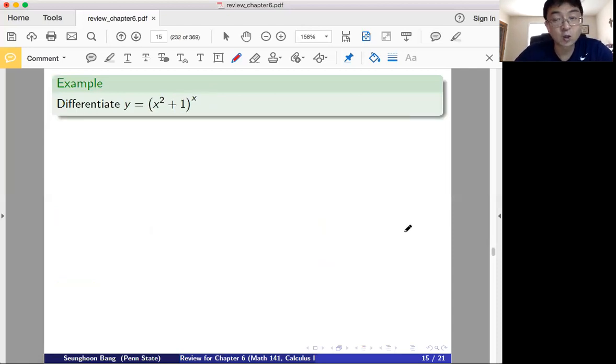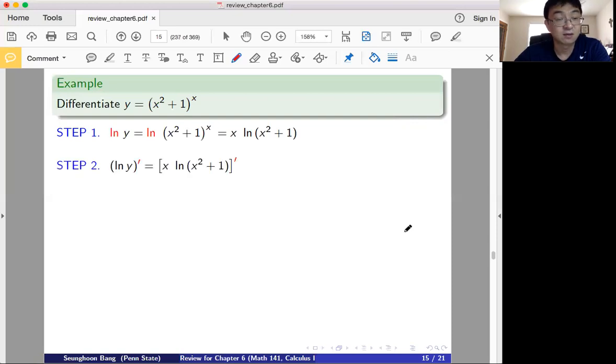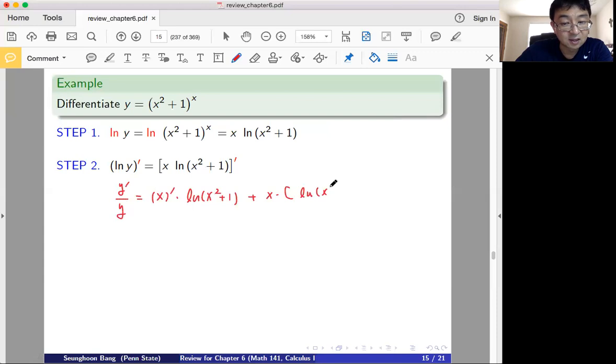Next one, differentiate y equals x squared plus 1 to the power x. We can use logarithmic differentiation. Step 1, take ln. ln of y equals ln of x squared plus 1 to the power x. The power x comes down: x times ln of x squared plus 1. Step 2, take the derivative. The left-hand side prime equals the right-hand side prime. y prime over y equals, you can use the product rule: x prime times ln of x squared plus 1 plus x times ln of x squared plus 1 prime.